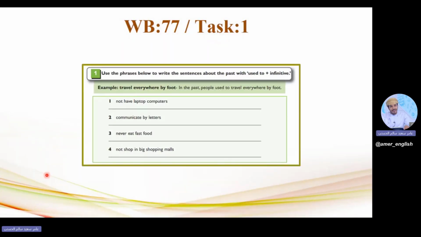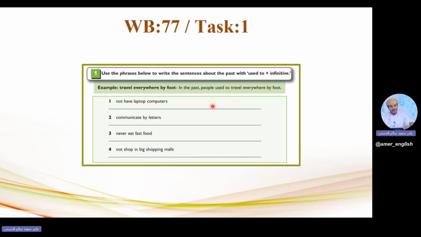Okay, let's move on to our workbook, page 77. Okay, so here you are going to use the phrases below to write sentences about the past with used to plus infinitive. Like this one, travel everywhere by foot. So it is changed into, in the past, people used to travel everywhere by foot. Here we have not have laptop computers. So we need to form a sentence using used to plus infinitive. But here we have not, it means I will put it in the past tense. So I will make it negative.